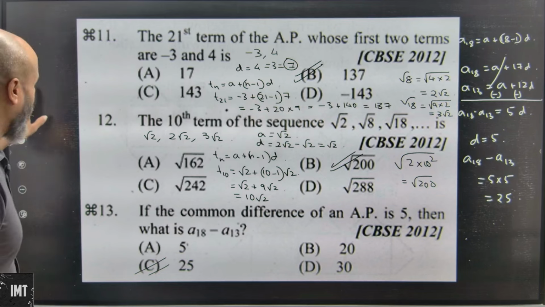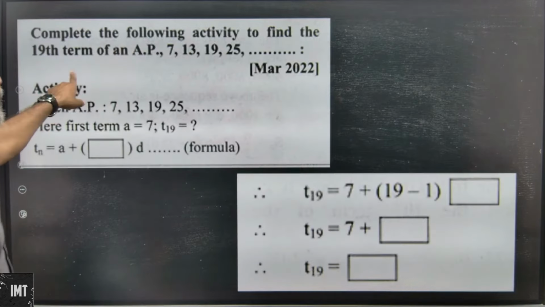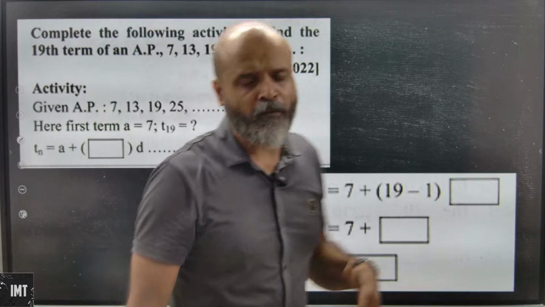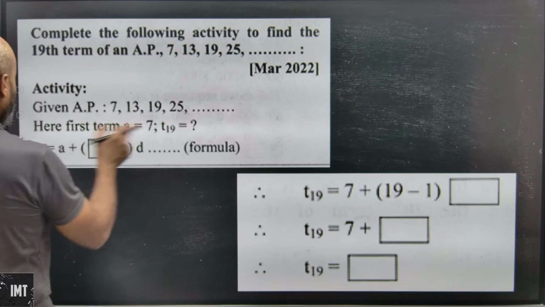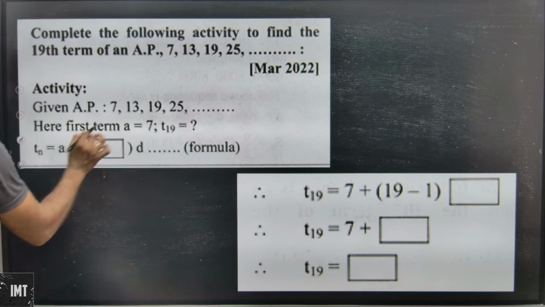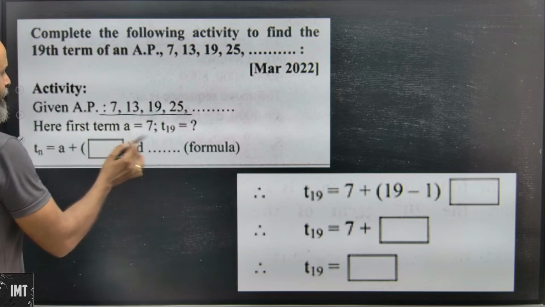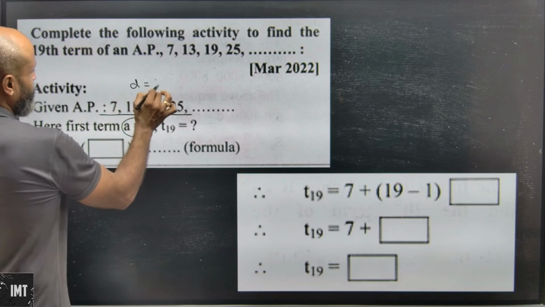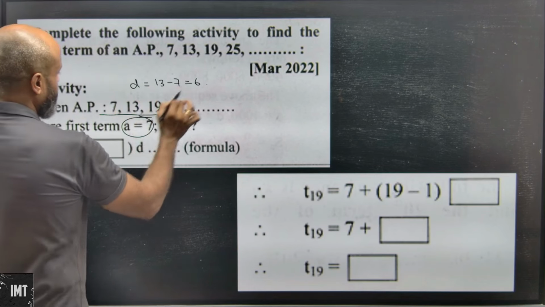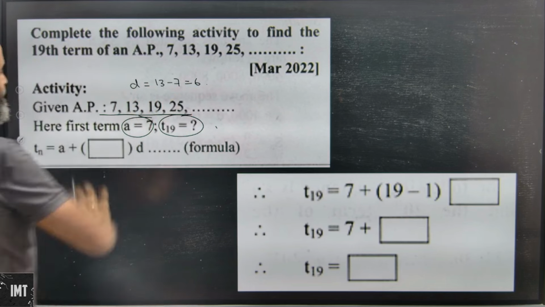Okay, let's move on, people. Complete the following activity. Again, it's a fill in the box type question from State Board 2022, Maharashtra State Board. So here you have been given an AP. So very quick, A obviously is 7. What will be the value of D? 13 minus 7, which is 6. You have to find out the value of the 19th term.